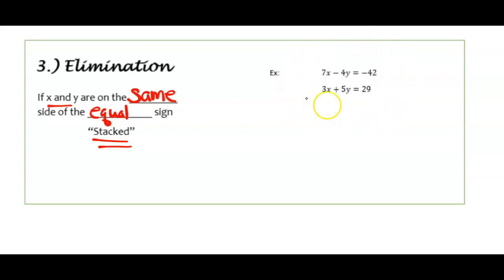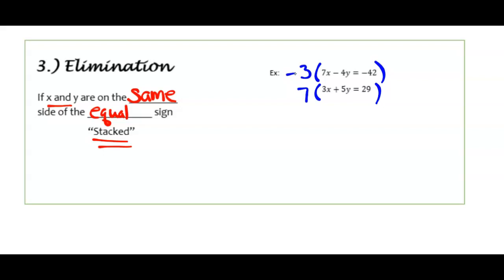Or, if I do my x, I need to multiply this and this by 3, and this by 7, but they're not opposite of each other, so one of these has to be negative. I'm going to make it the 3 just because it's smaller. Okay?